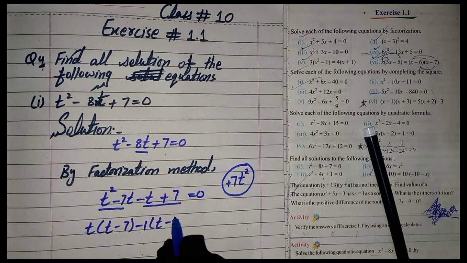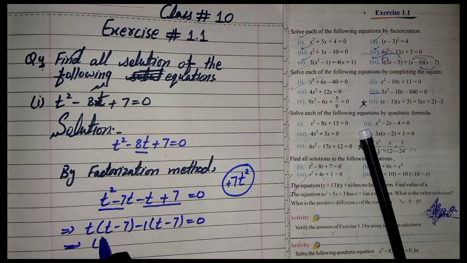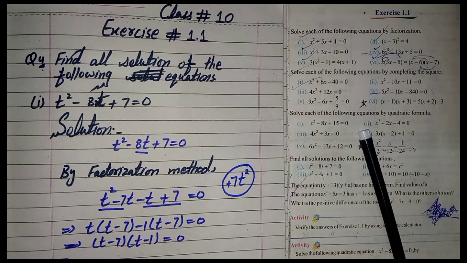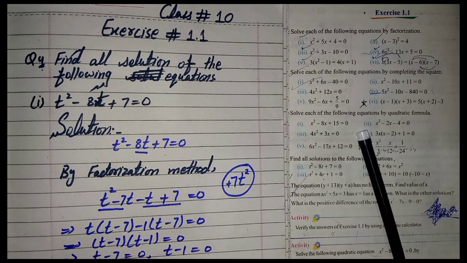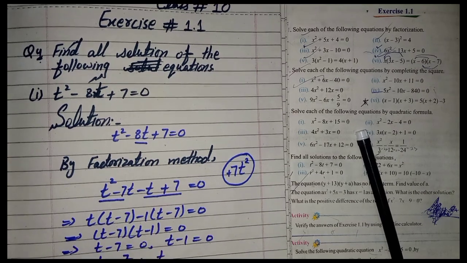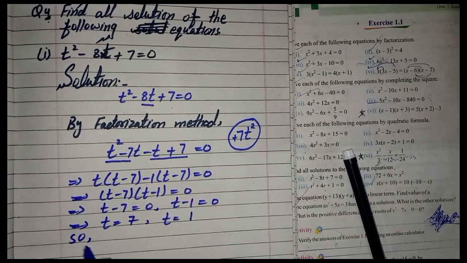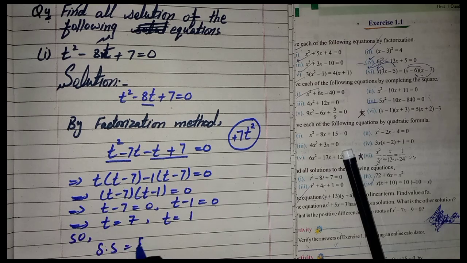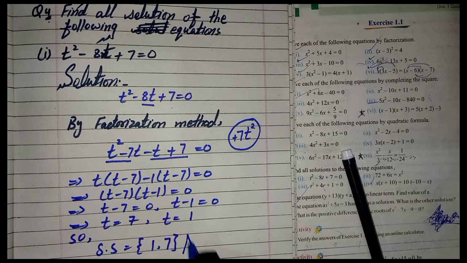t minus 7 minus 1 into t minus 7 equal to 0. We write t minus 7 one time and t minus 1 equal to 0. We can write as t minus 7 equal to 0 and t minus 1 equal to 0. This implies that t equal to 7 and t equal to 1. So solution set is equal to 1 and 7. We can also write 7 and 1.